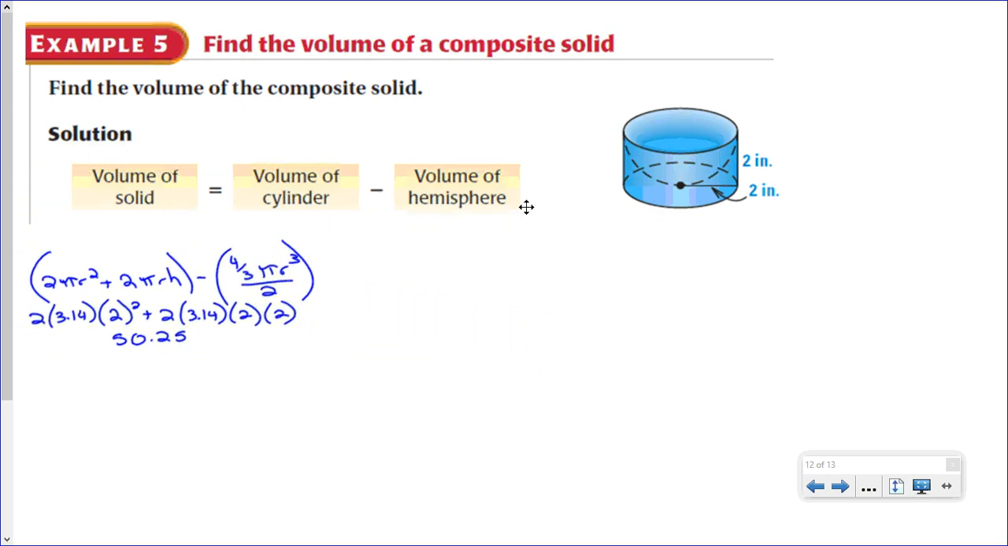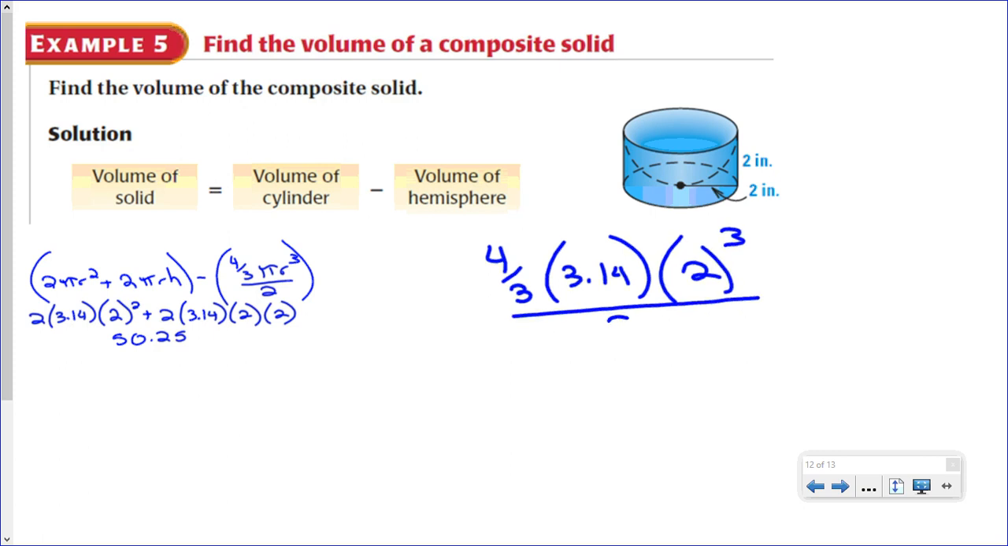So the rest of it would look like this. We'd have the 4/3, radius is 2, raised to the third power, and divide that whole answer by 2. You get that done, and you end up getting 16.75.